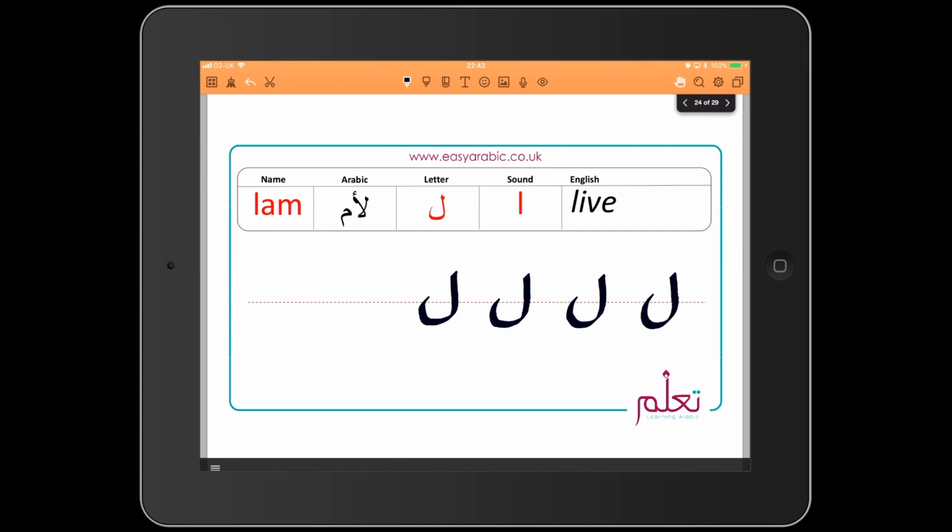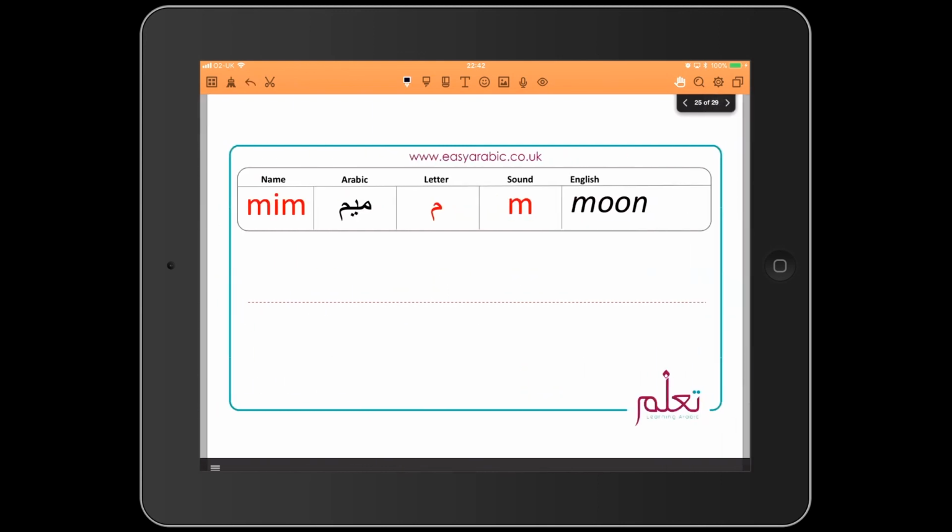Lam, and again lam. Okay, so lam as in l, live. The next letter is the letter mim. Okay, mim as in m, moon. It's quite easy to do.